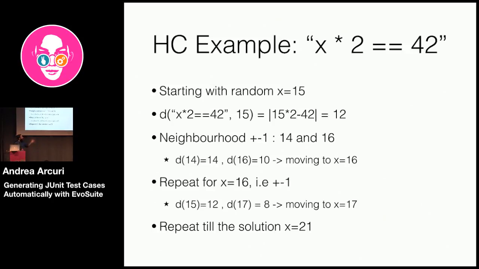So from 15, does it solve the constraint? No. I can instrument the code, I can execute it, I can run a test case with value 15, and it will not solve the constraint. So I don't cover that if statement, so I don't achieve full coverage. But I can calculate the distance from the constraint, the heuristic that tells me how far that value is from solving the constraint. And then from that, I can look at the neighbors. I can add 1, I can remove 1. So I look at 16 and 14. 14 is worse, 16 is better. I move to 16. And I repeat, again and again, and finally I get to x equal 21, and I solve my problem and generate the right test case.